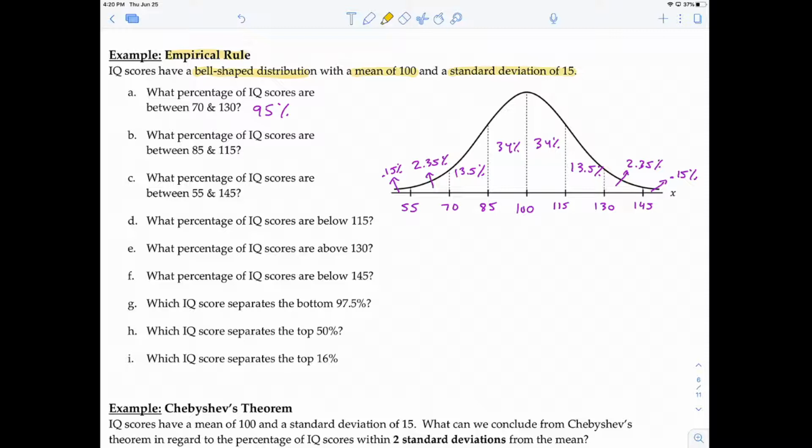Question B, I'll let you guys work that one out. Question C, likewise, I'll let you guys work that one out.